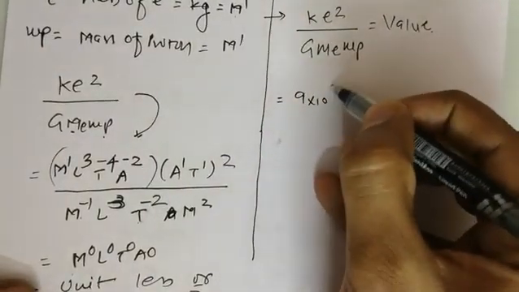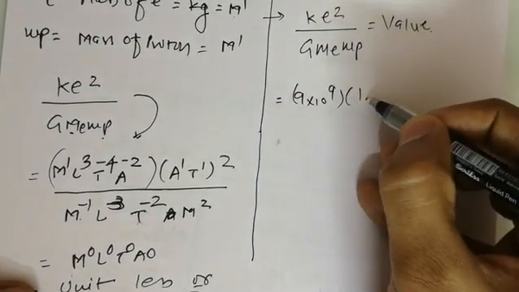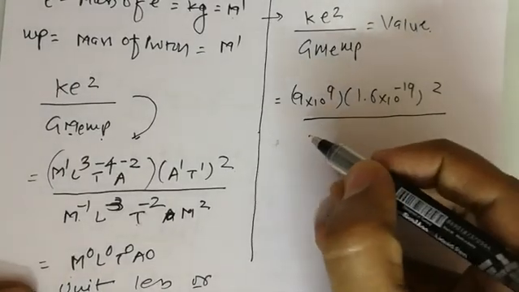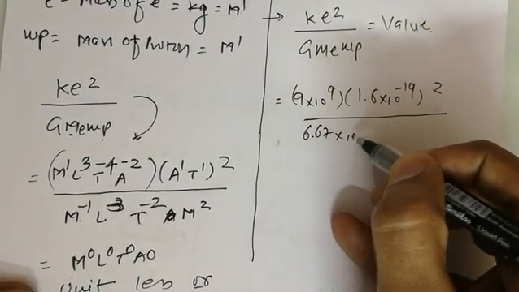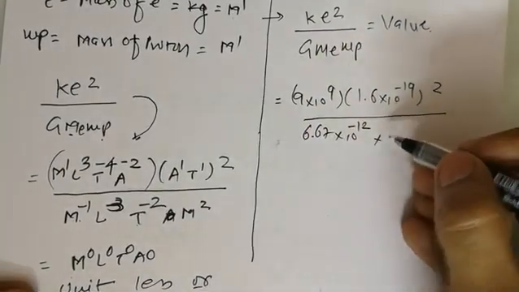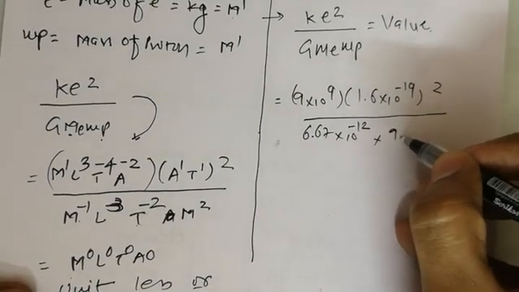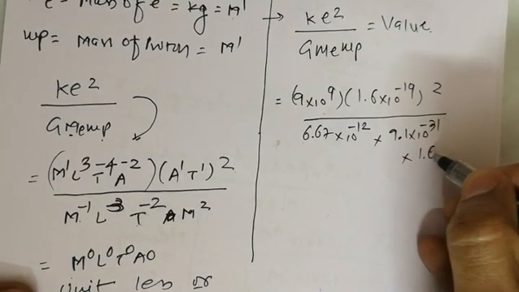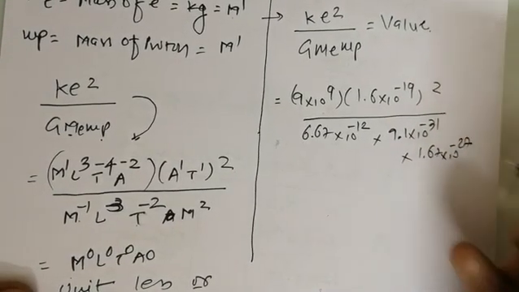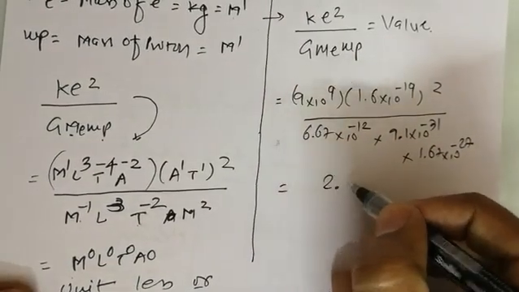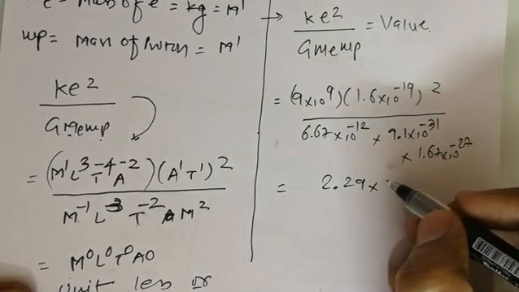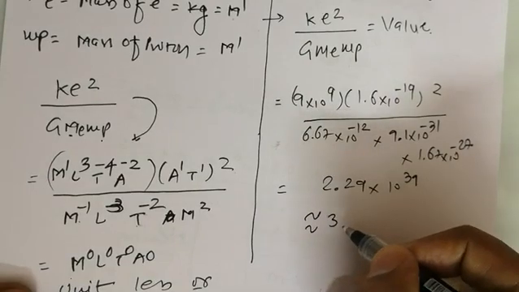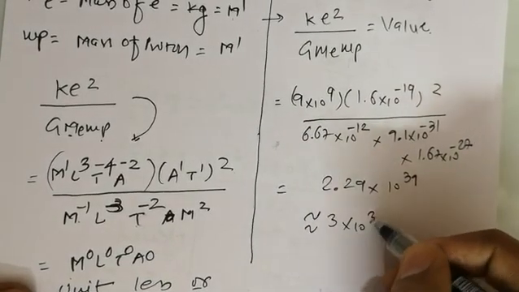Value of K is 9 × 10^9, e is 1.6 × 10^-19 squared, G is 6.67 × 10^-12, mass of an electron is 9.1 × 10^-31, and mass of a proton is 1.67 × 10^-27. Putting these values together, we will have 2.29 × 10^39. You can just round it as 3 × 10^39.